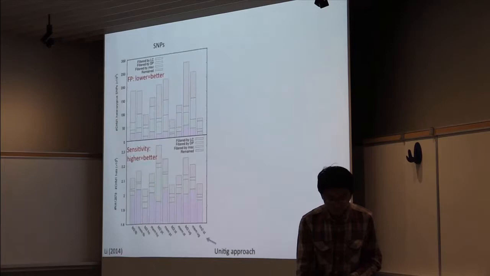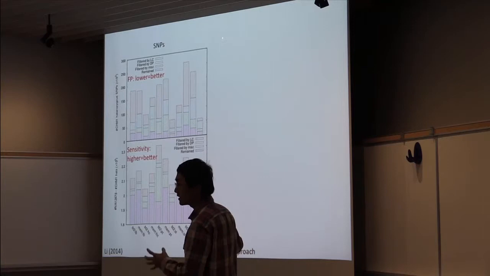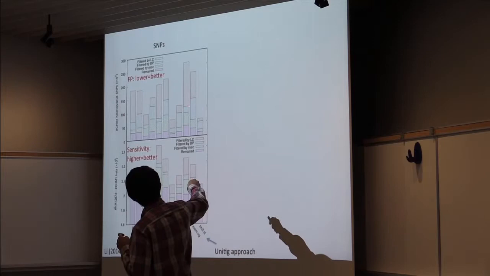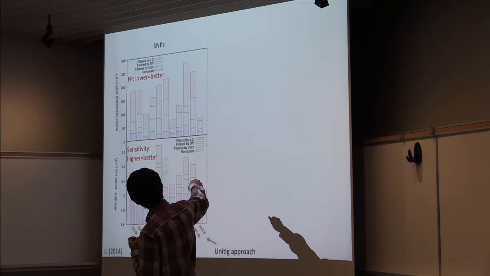On real data, this is shown in my recent paper for SNPs. Okay, this plot. Mostly you just focus on the purple part, the purple proportion, which is after filtering.